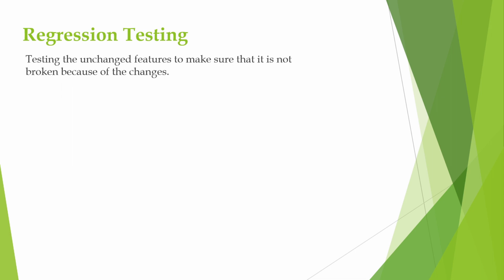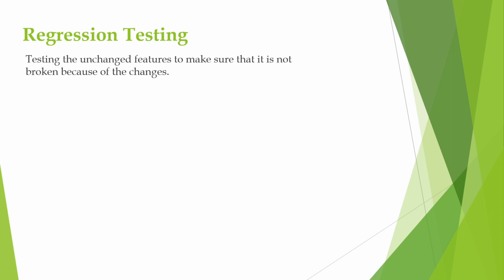would have fixed some bugs or they would have made some changes. These changes might impact the unchanged features. So testing the unchanged features to make sure that they are not broken because of the changes, this type of testing is called regression testing.